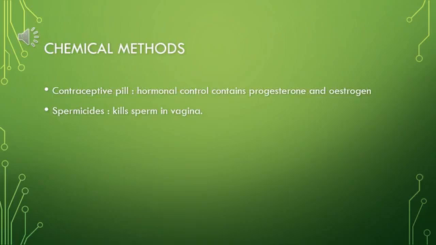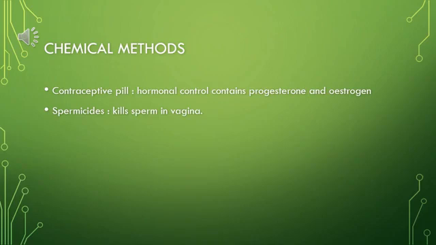Last but not the least, we have chemical methods, which are simply methods that involve the use of a chemical substance. In the chemical methods, we have hormonal methods as well as use of spermicides. In the hormonal methods, we're looking at use of things like the contraceptive pill. The contraceptive pill is simply a pill that contains the hormones progesterone and estradiol. The presence of these two hormones prevents ovulation.